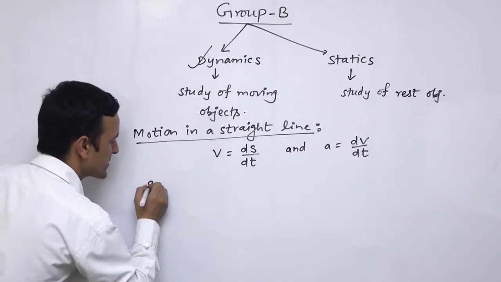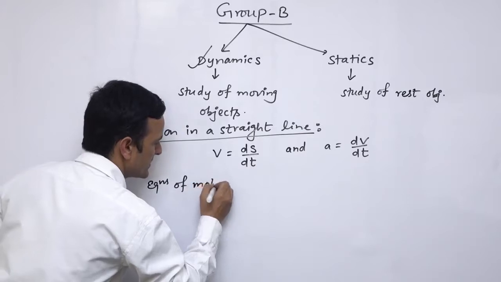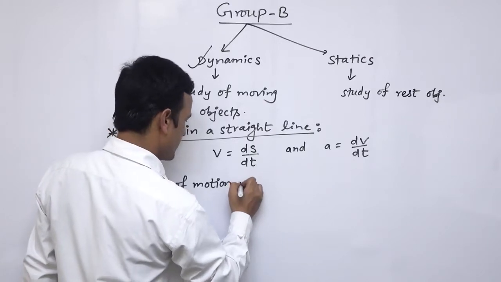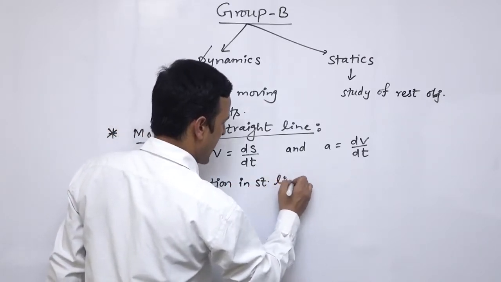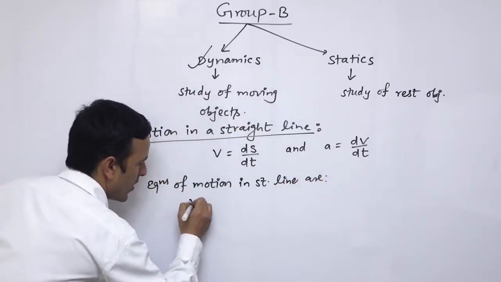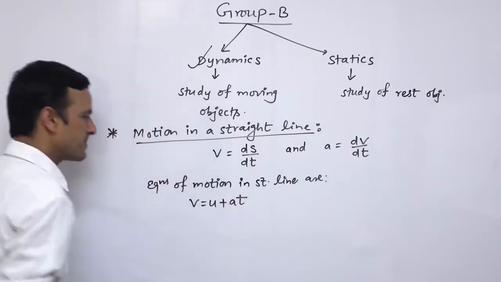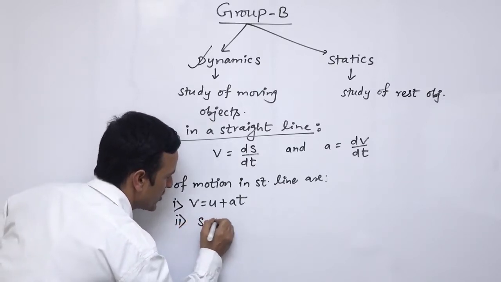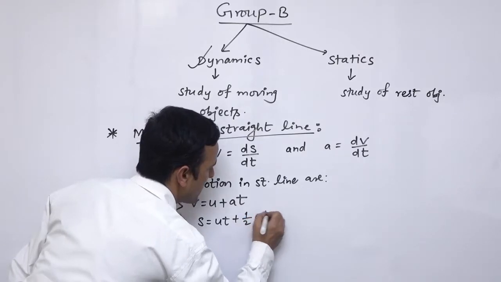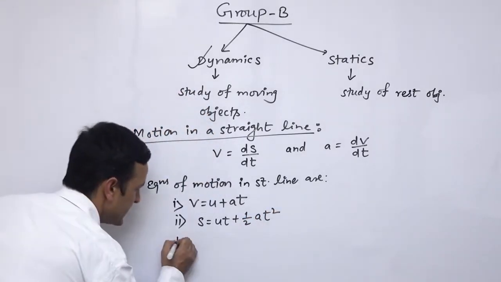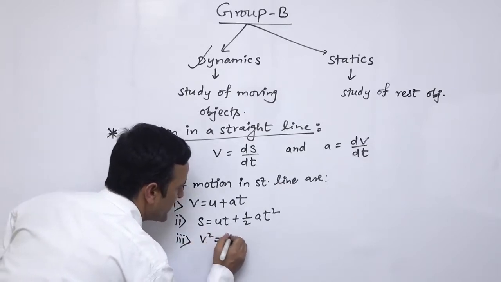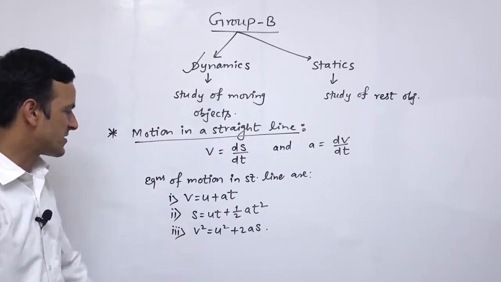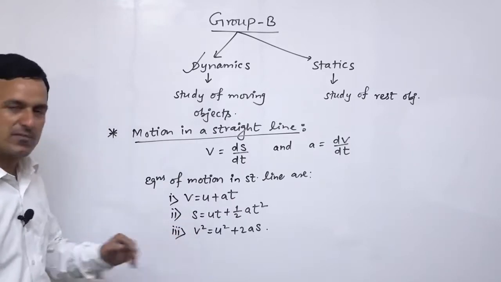So we have equations of motion, equations of motion in a straight line. One is v is equal to u plus at. So one of the equations of motion is this one. Another equation is s is equal to ut plus half at square. And the next one is v square is equal to u square plus 2as. So this type of equations of motion can be used for solving the question.